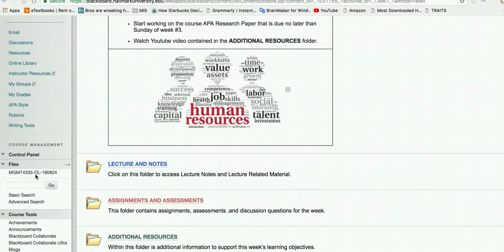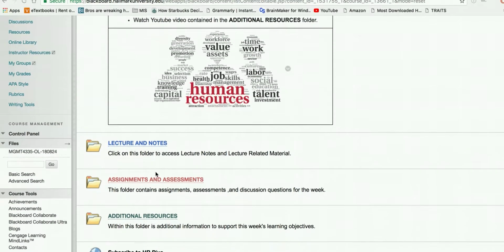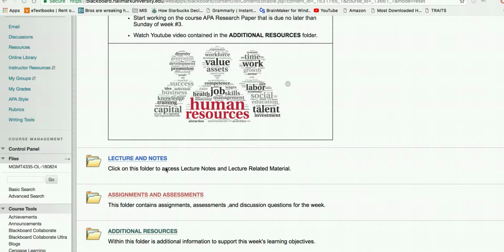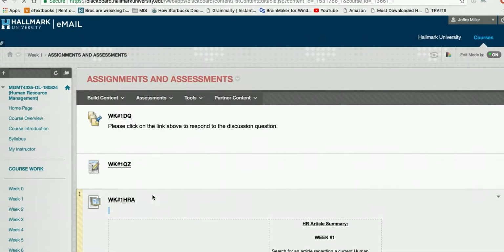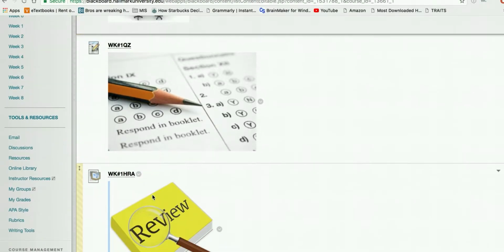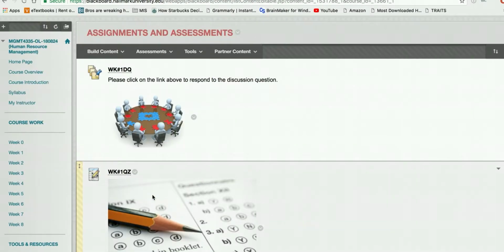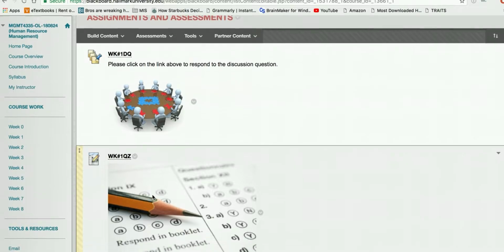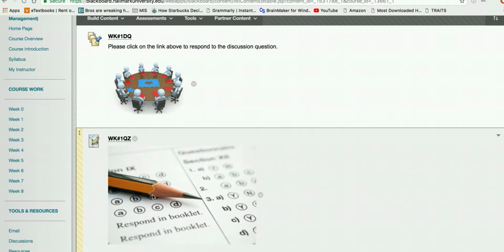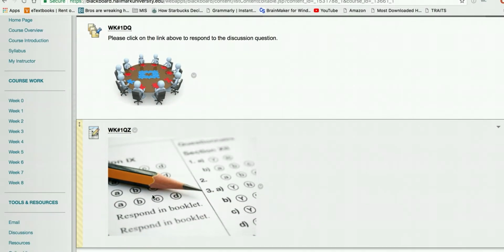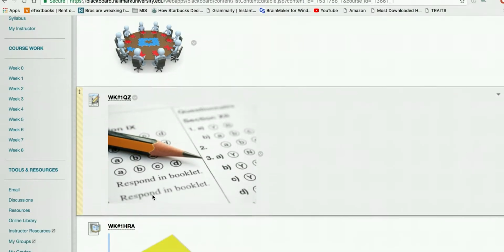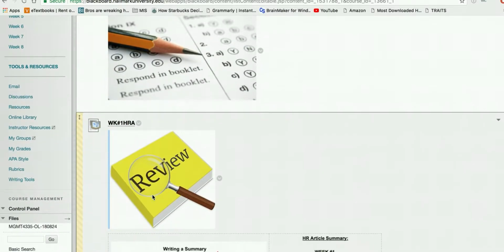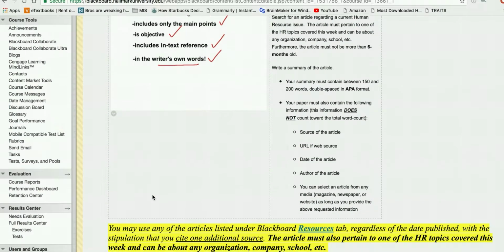Okay, let's continue on down the list. We just got through looking at the lecture notes. Let's take a look at the assignments for a second here. And this is the assignment screen. It shows everything in pretty much the same order. The discussion question will always be listed first, followed by the quizzes or midterm or final, followed by the assignment, which in this case is an HRA.